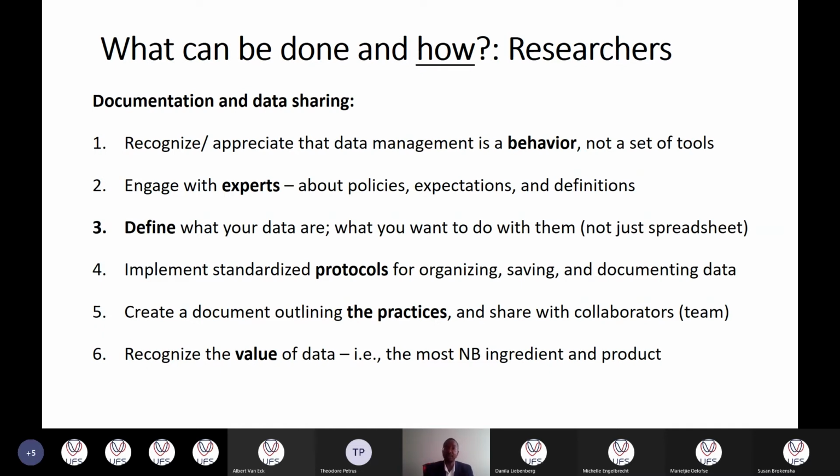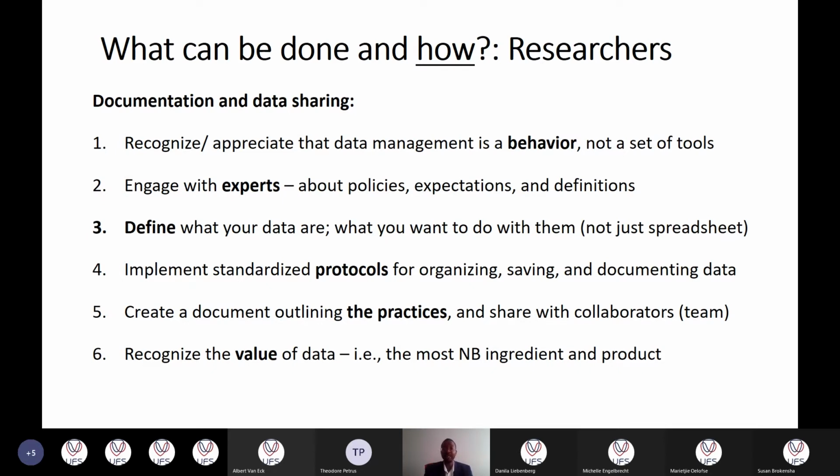If we continue with the responsibilities of the researchers, we find that continued documentation, but data sharing should be the case. And firstly, you need to recognize that data management is in fact a behavior. It's not a set of tools. It goes beyond just having a number of spreadsheets. It's about how you conduct yourself here, right? Engage with experts. Find out about policies, expectations, definitions of this and the other, right? As well as define exactly what you are going to do with your data from the onset. Some people plan this. In fact, most of us should do this.